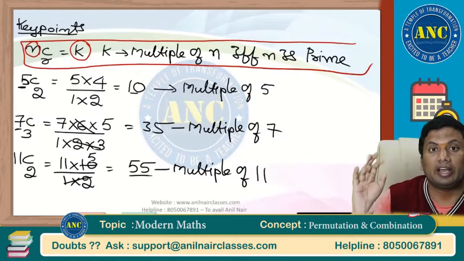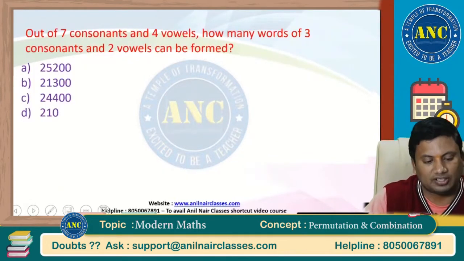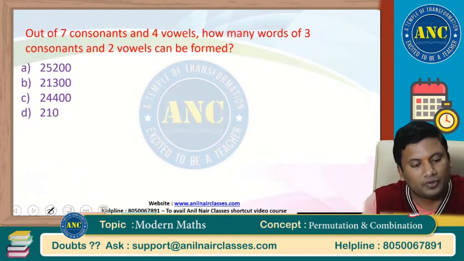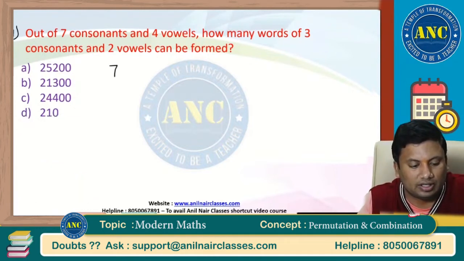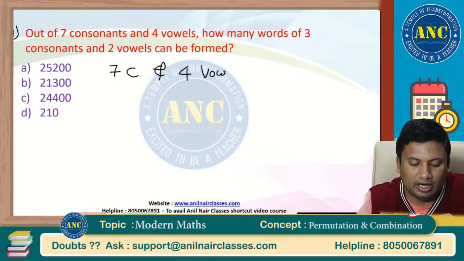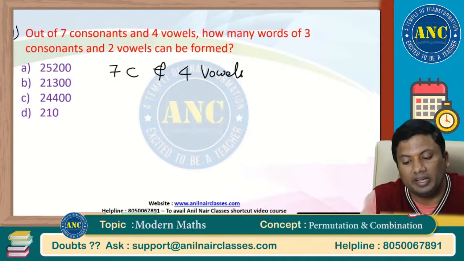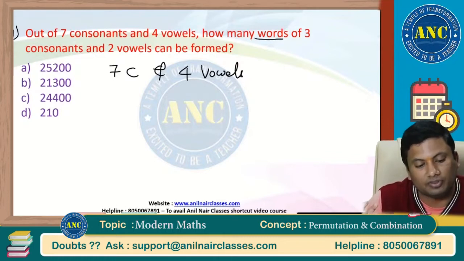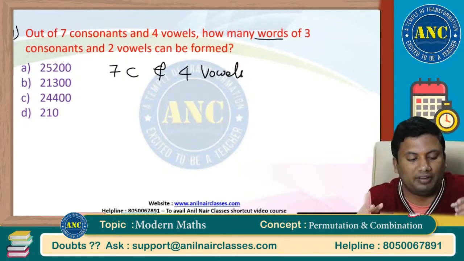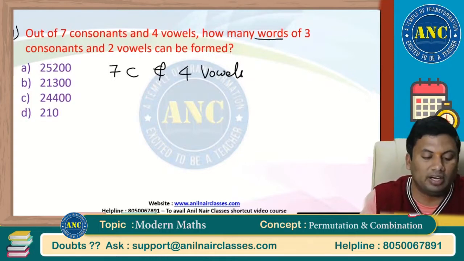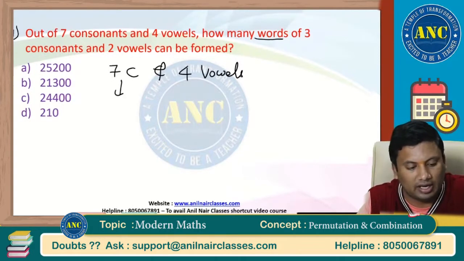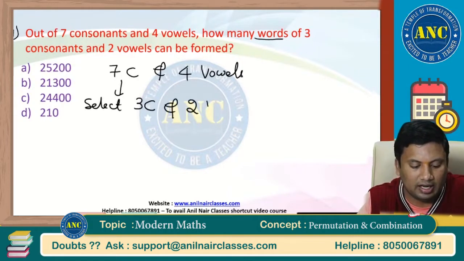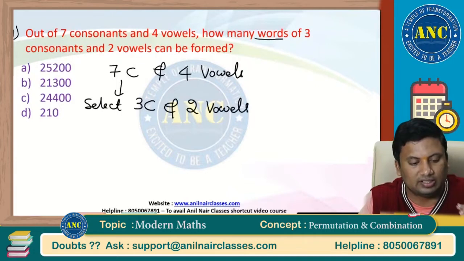Listen carefully to each and every problem. First, we will read the question. Question number 1. There are 7 consonants and 4 vowels. How many words of 3 consonants and 2 vowels can be formed? Here I need a word which is a combination of consonants and vowels. So I need to select 3 consonants and I need to select 2 vowels. This is the first condition.